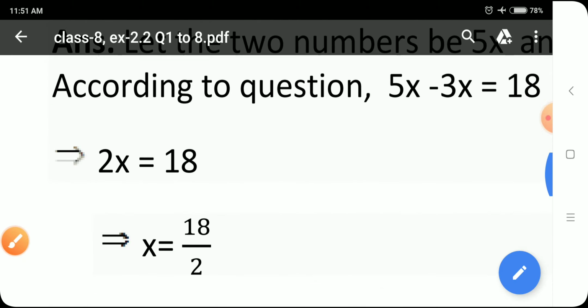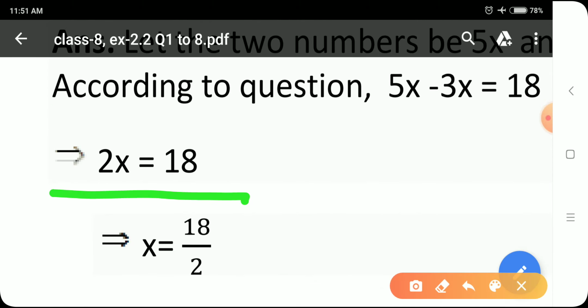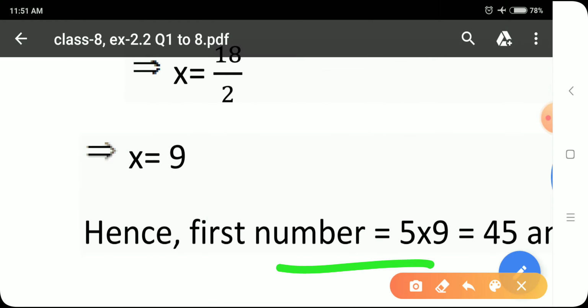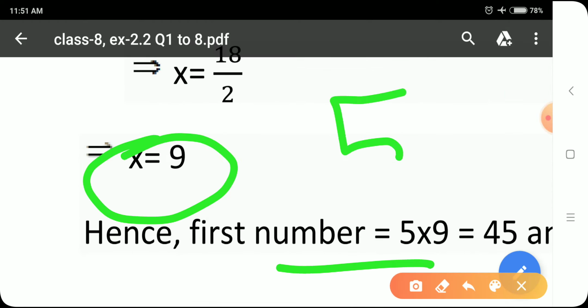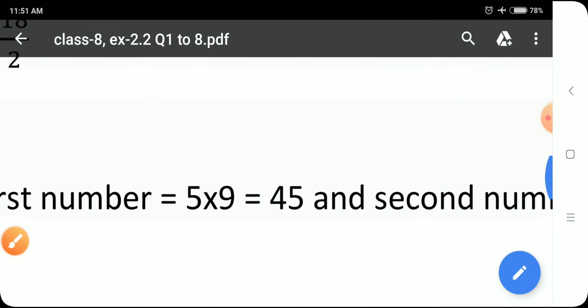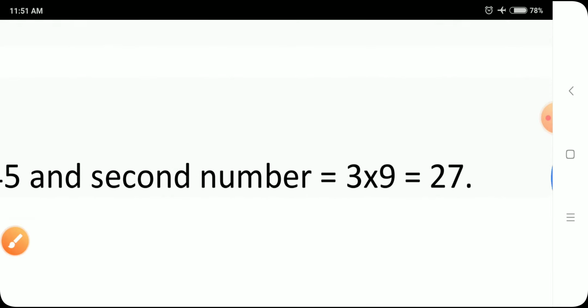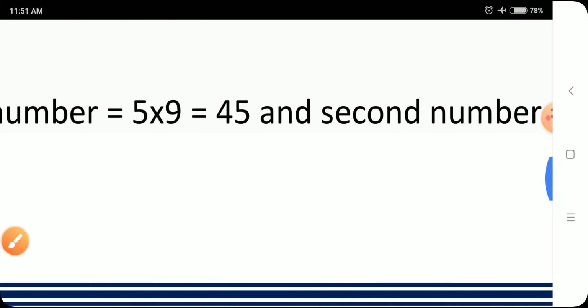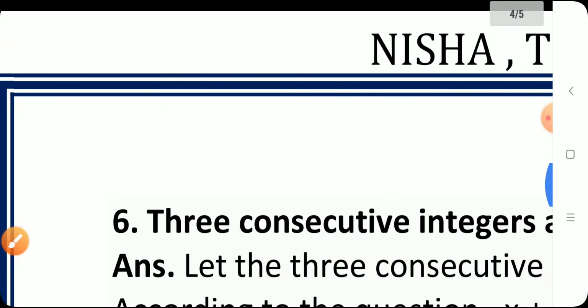After solving, you will get 2x is equal to 18, and again solving, you will get x is equal to 9. Hence the first number, putting the value of x in 5x, you will get 5 into 9, 45, and putting the value of x in the second number, that is 3x, you will get 3 into 9, 27, which will be your answer. So that's all about question number 5.